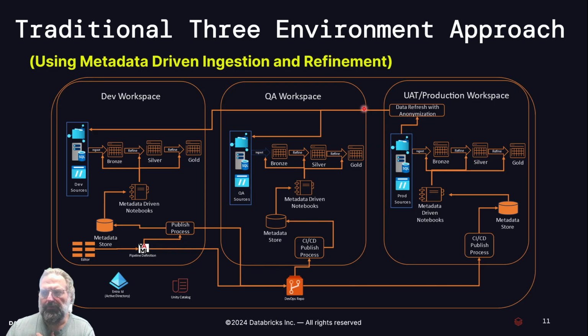Oftentimes, data flows downward from the production environment to the lower level environments, usually with some form of anonymization, maybe sampling as well, so it's a subset, and it may also use other mechanisms like the sensitive data simply does not go down.